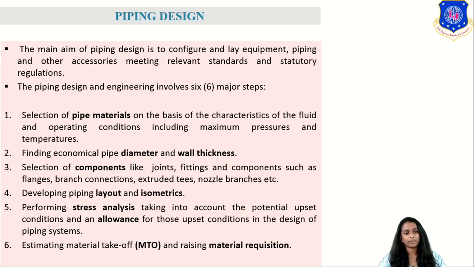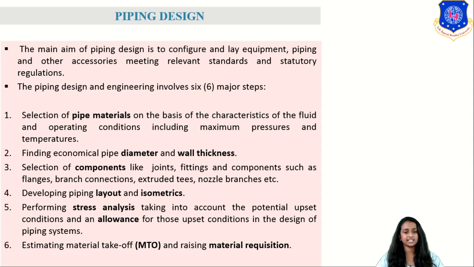So, the next topic is piping design. We will discuss the aim of piping design and the major steps involved in piping design. The main aim of piping design is to configure and lay out equipment, piping, and other accessories meeting relevant standards and statutory regulations. So the main aim is to put the equipment and piping components in a proper location to meet the standards and regulations.